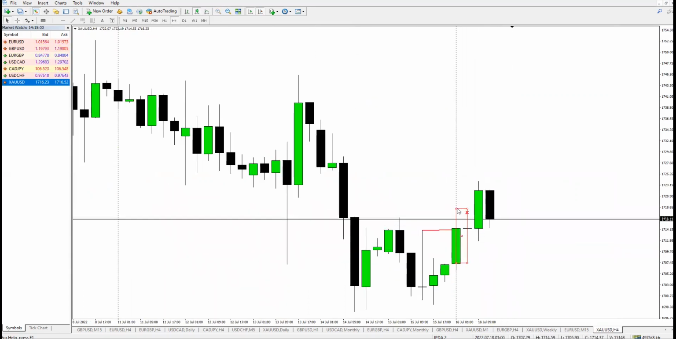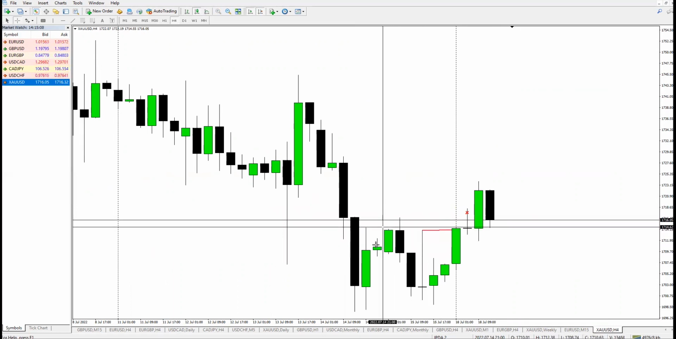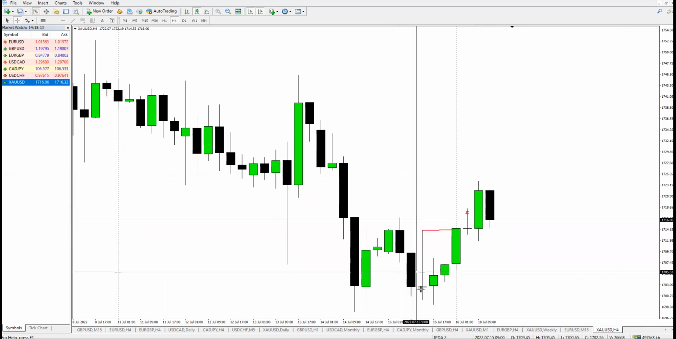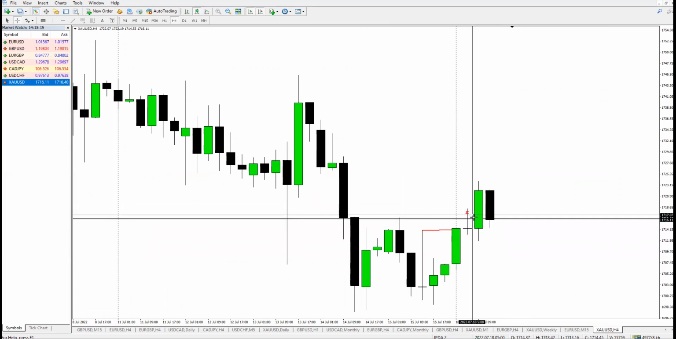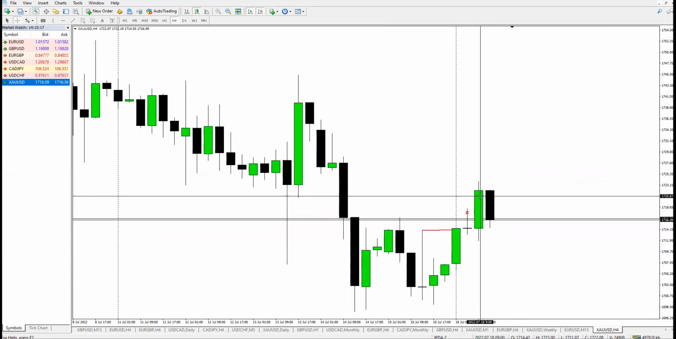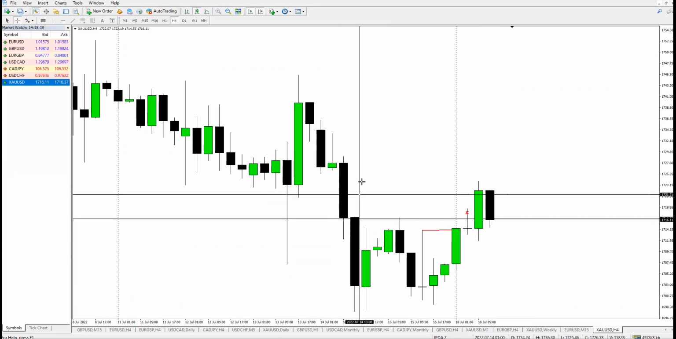Maybe over here where it retraced to would have been a 4-hour something. And you can see actually over here there was a mitigation block as we speak. Failure swing low to take out this low. This is your mitigation over here, and then price retrace into mitigation, take a buy, and then this is your target.